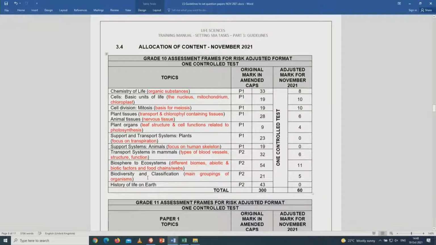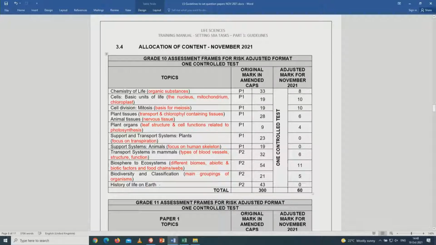Biodiversity and classification, it's only 5 marks. Main groupings of organisms, because they need the groupings, they need classification systems in grade 11 in biodiversity of plants and animals, and also in evolution in matric, when it's about the classification of the hominids. So it's good if you can assess it.